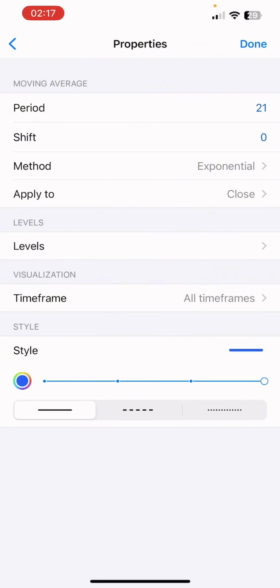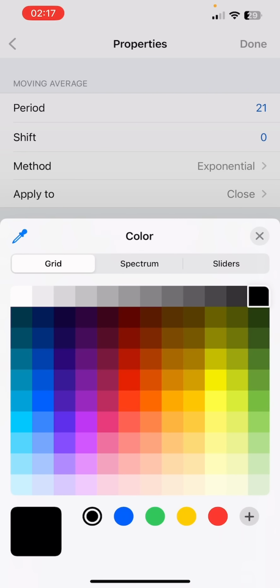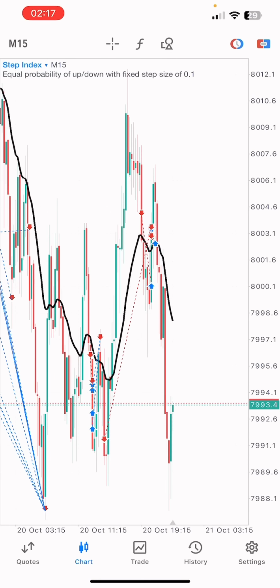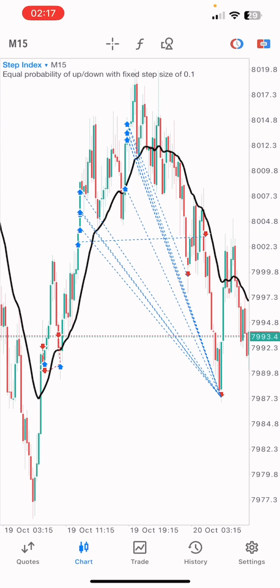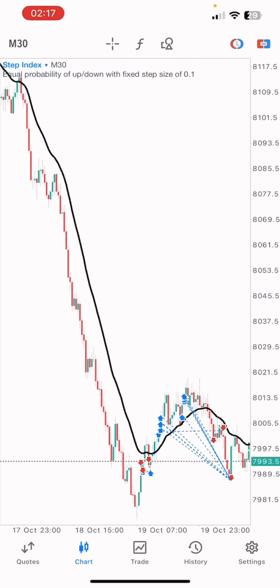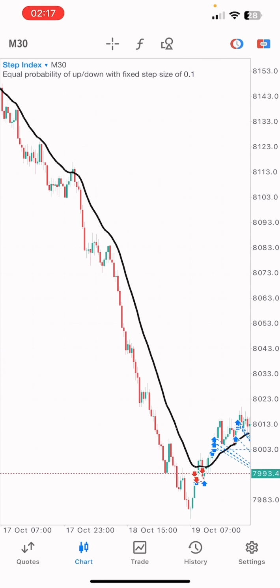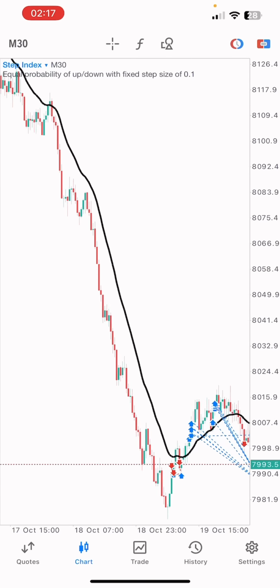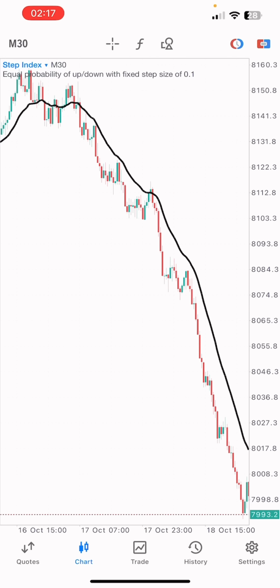Then when it comes to the style, I'm going to change mine to black. I will tell you the reason. Just select black, then increase the thickness, and you are done with this one. This is what you are seeing, the indicator which we have added. This is the 21 moving average. The reason I selected black is because my background is white, so it's going to be visible. So we are done with this.